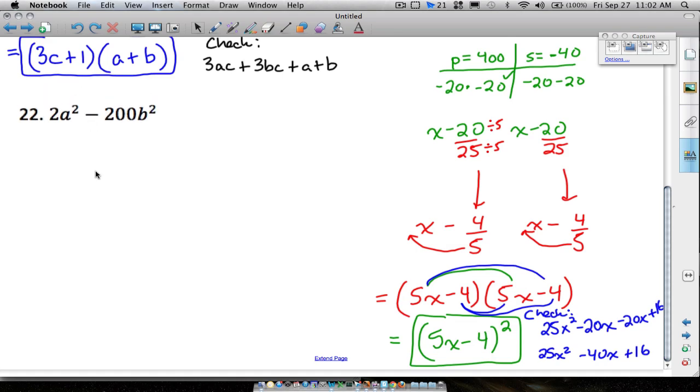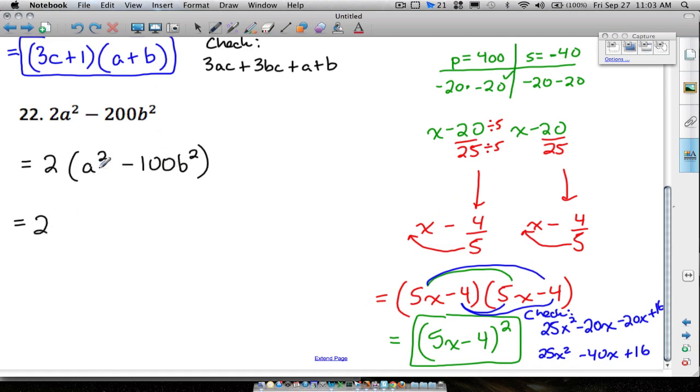And then this last factoring problem here, 22, GCF, pull out a 2. Both of those coefficients are even, but we can't pull out any A's or B's, so we're left with A squared minus 100B squared. This is a difference of two perfects, or difference of squares. Now, I did give you the shortcut for this in class. Let's bring the 2 down. That's part of our answer.